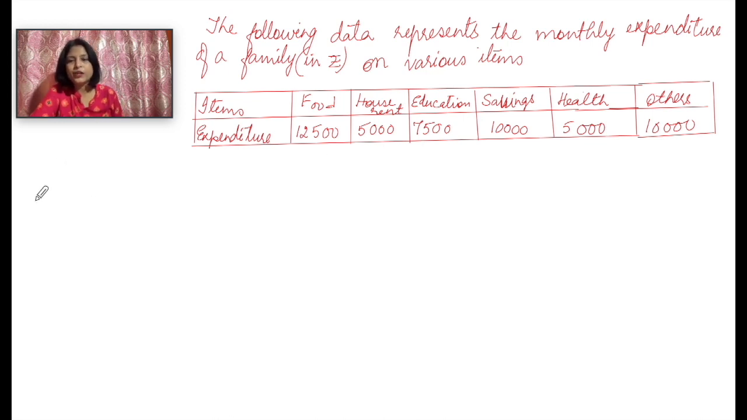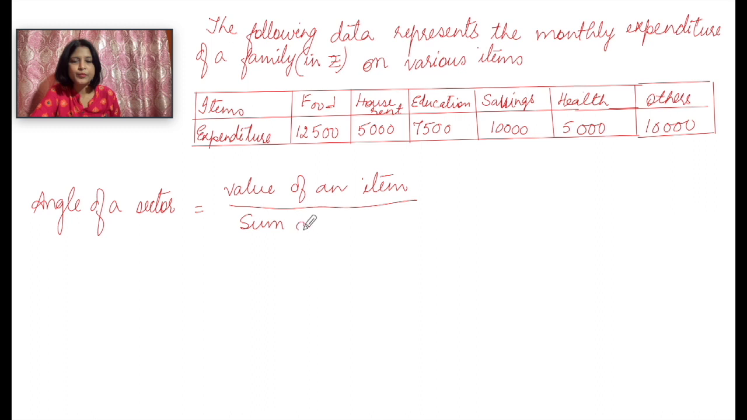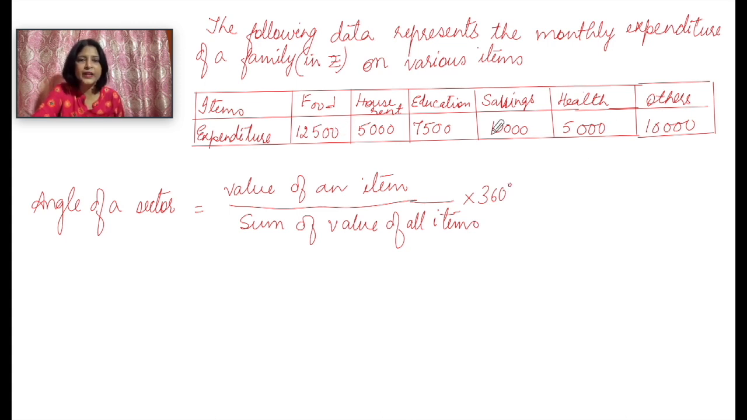Now using the formula for angle of a sector equals to value of an item by sum of value of all items into 360 degree. Now if I find the sum of the expenditure column, if you add, you will find this will sum up to rupees 50,000.